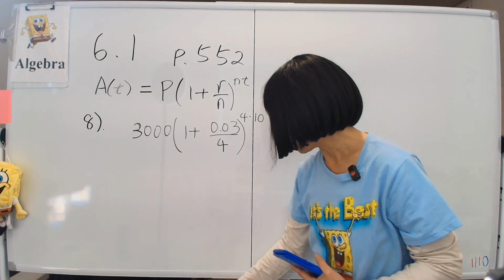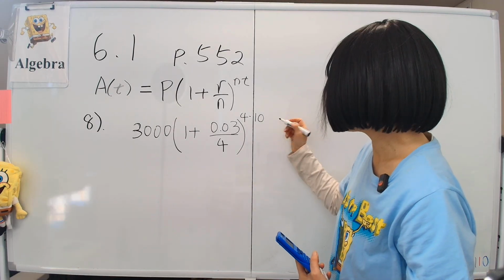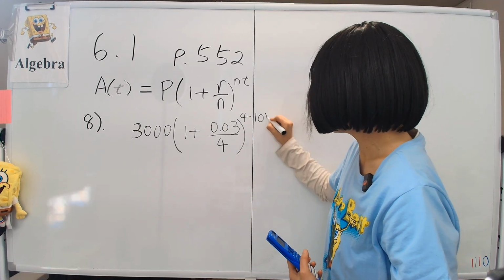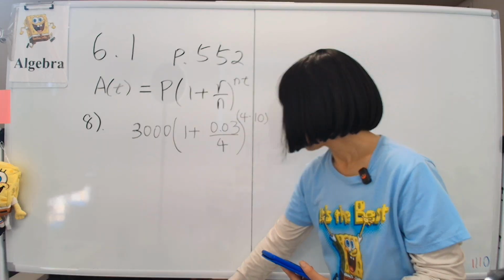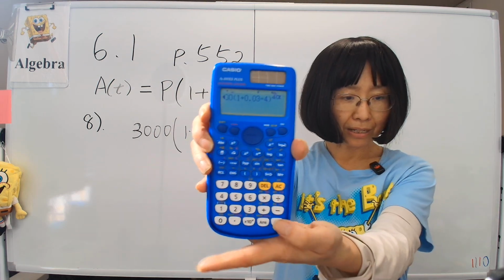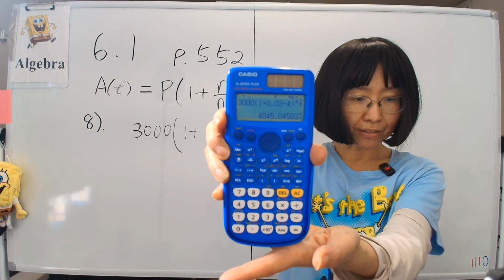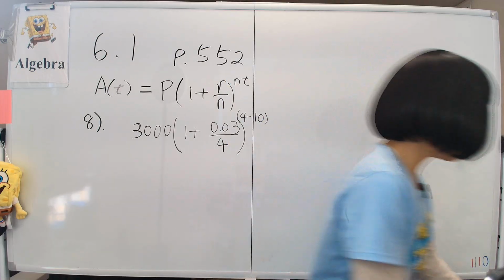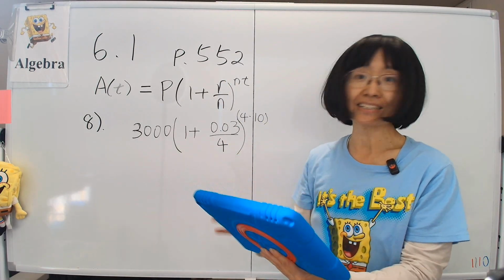It depends, I guess. Some calculators might be able to handle it without parentheses, but the safest course is just to put it in parentheses if necessary. But in this case, I just typed in 40, and that should do it. And so we will push the answer, and it says $4,045 after 10 years. Is that right? Let me check. Yep, that looks right to me. So that's good. That's example 8.